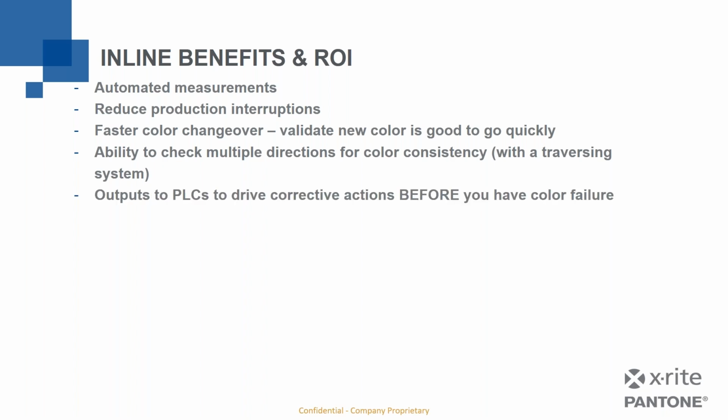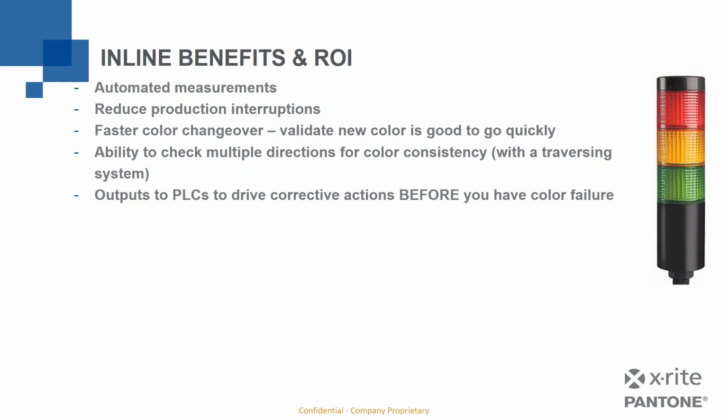I think this one's a really key thing. Outputs to PLCs to drive corrective actions before color failure. Again, we're back to this light. So we have the ability to set up not only a pass-fail tolerance, but also the warning, right? So when is the light going to turn yellow, letting me know, hey, your color is starting to drift out before it starts to fail. So it's still okay. It might still be acceptable, but it's starting to approach being unacceptable. If I can know that, then I can take an action before I ever get to a red light. And we can see those corrective actions easily and quickly.